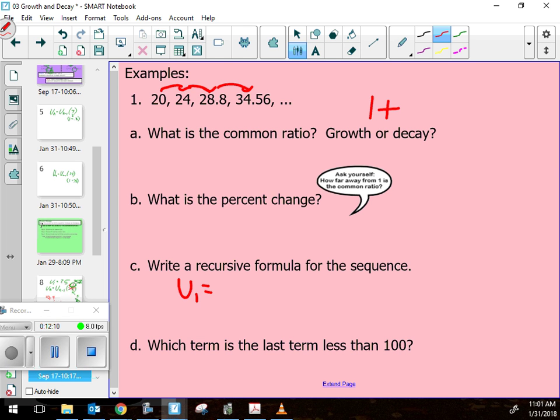Yes, this is 1 plus 0.2, which is a great way to write it so you can see it's 20% growth. But how did you get the 1.2? How do you get the 1.2? Yes? 24 divided by 20. That's all you've got to do, is this divided by that. It's really fast, and it gets you the same thing. Okay, which was 1.2, which I love that you wrote as 1 plus 0.2. That's awesome, because later that'll really help to see the percent change.